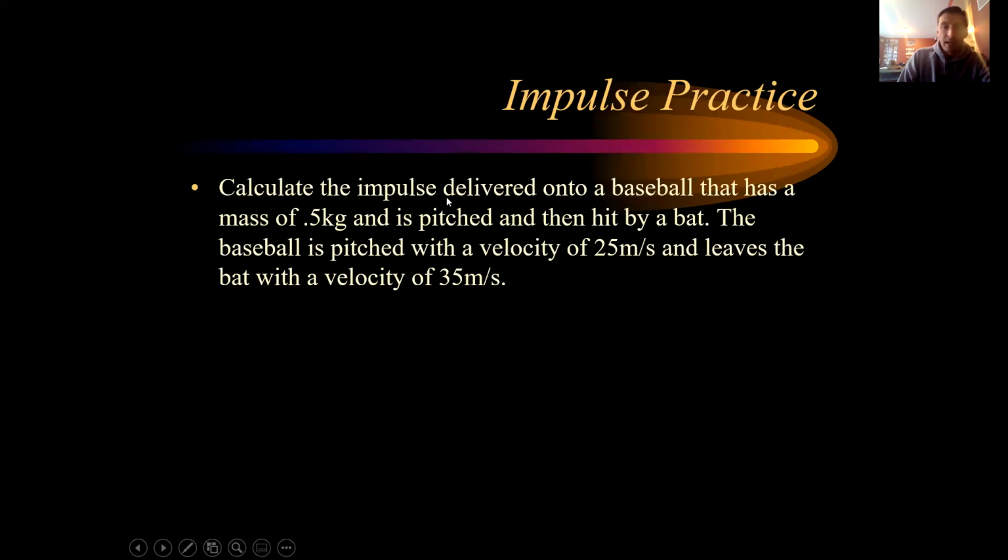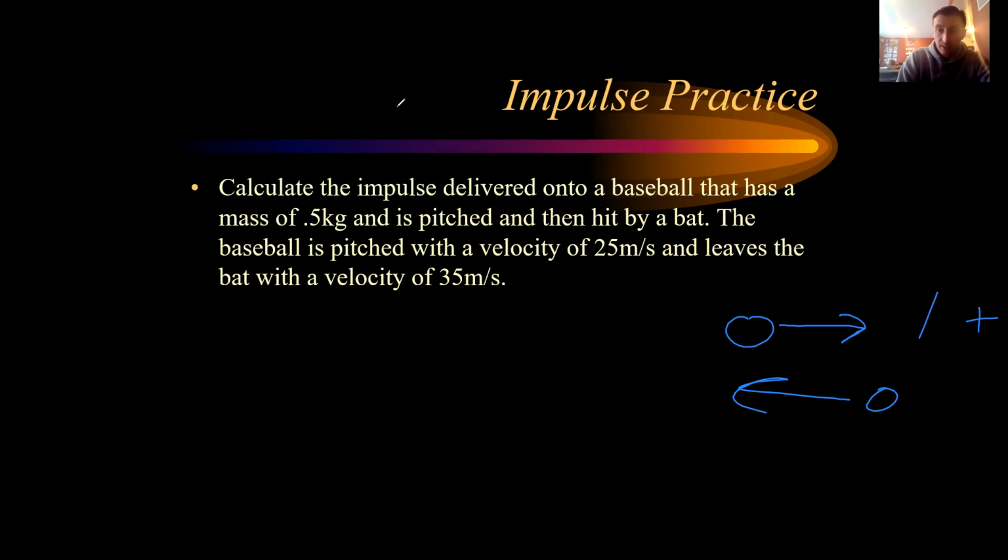All right, practice some impulse, a practice problem here. It says calculate the impulse delivered onto a baseball that has a mass of 0.5 kilograms and is pitched and then hit by a bat. The baseball is pitched with a velocity of 25 meters per second and leaves the bat with a velocity of 35 meters per second. Let's draw a picture. The ball comes in, it gets hit by the bat, the ball goes out. So one way is positive, one way is negative. It has a mass of 0.5.